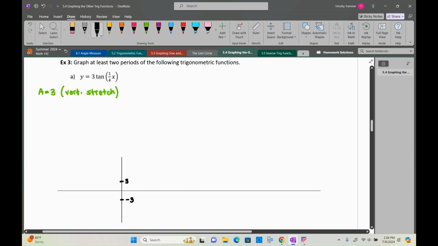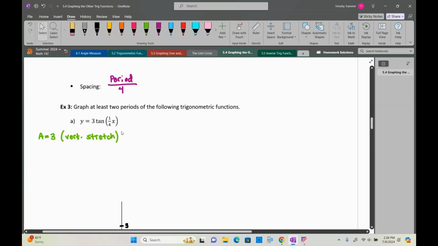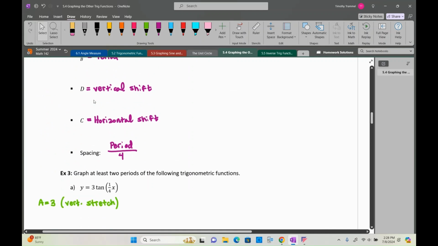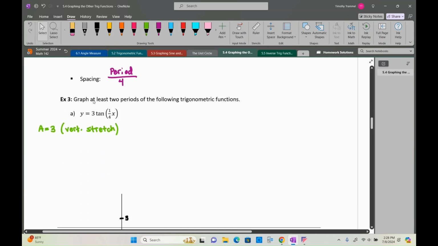There we go. So the y-axis is already set up. What else do we have on our list here? We have the period that we want to find. Let's go ahead and find the period.